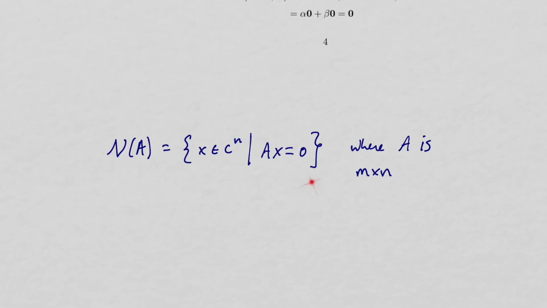Remember the definition of the null space. If A is an m by n matrix, the null space of A, written N(A), N with A in parentheses, is the set of vectors x in Cn such that Ax equals 0.